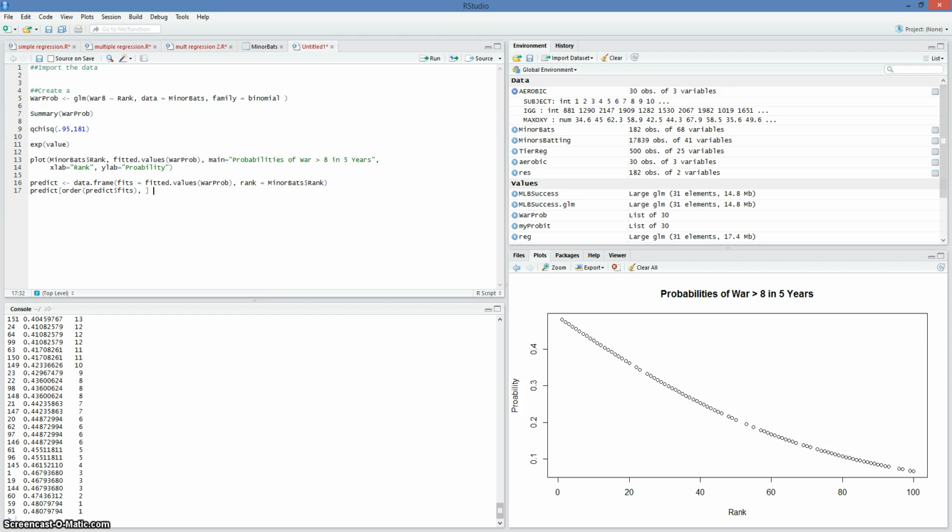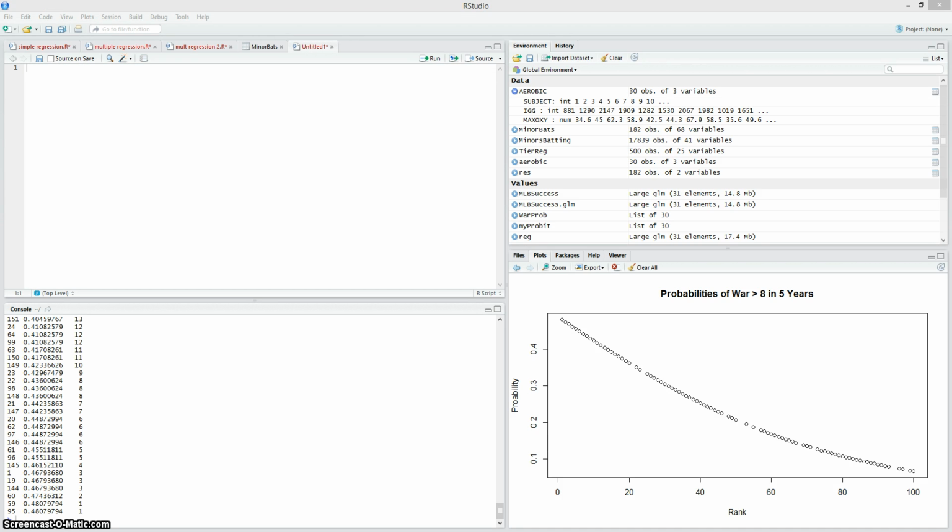I'm working with WAR probabilities, essentially how much productivity a baseball player is going to have in a given season based on minor league data. And specifically, that minor league data is rank. So I want to show you this model I've been working on. I'm just going to delete this real quick.